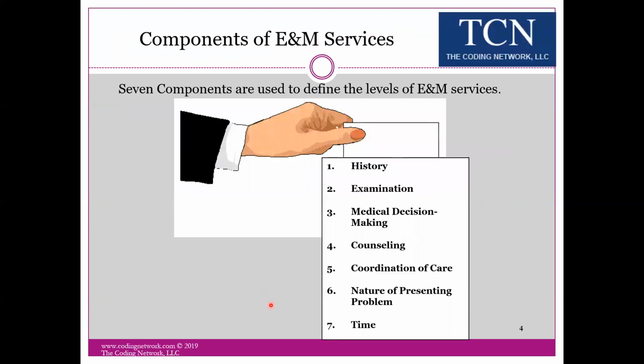So let's start out talking about the E&M services. There are actually 7 components for E&M. Now, most of you select your E&M service based on the first 3. You look at the history, the exam, and the medical decision-making, but just keep in mind that there are several other components. Sometimes based on counseling and coordination of care for that visit, time comes into play, and we'll talk about that separately. And then number 6, the nature of the presenting problem is just an additional consideration that we will look at.